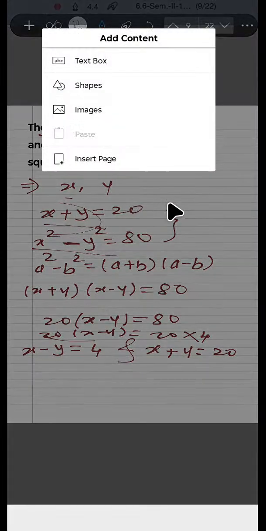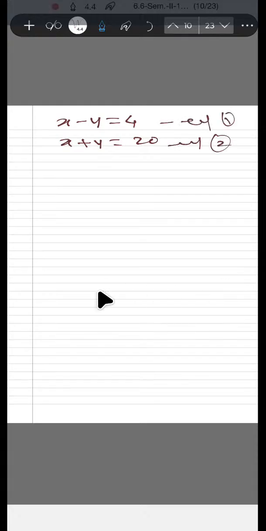Wait, let me insert a new page. So two expressions come here: x minus y is equal to 4 and x plus y is equal to 20. See, a pair of equations in how many variables? Two variables, x and y. Okay, so this is how you have to form the equations. That's it. If you want to solve it, you can solve it easily by any method.